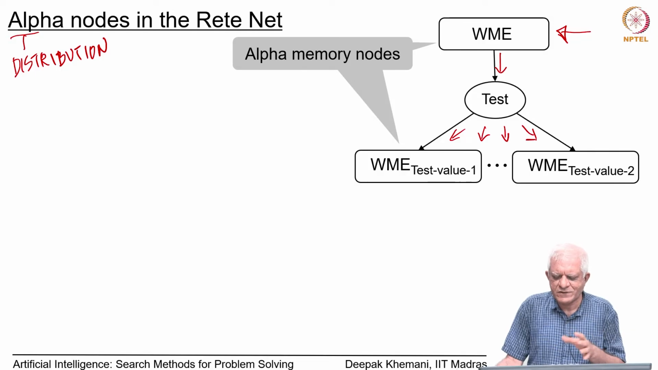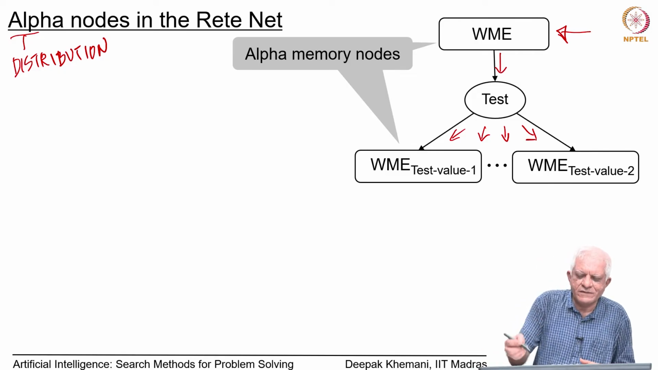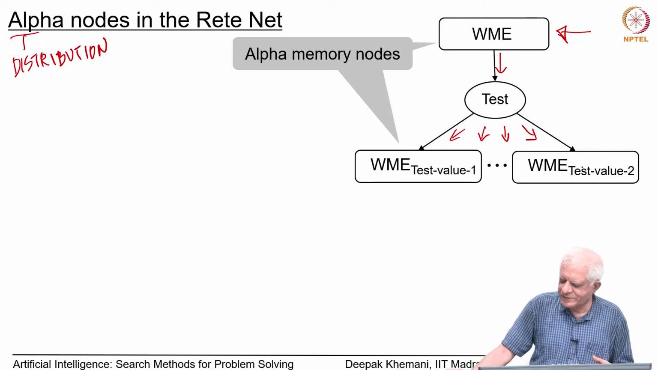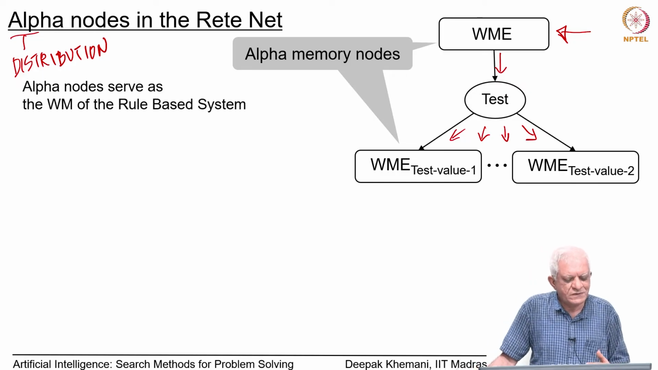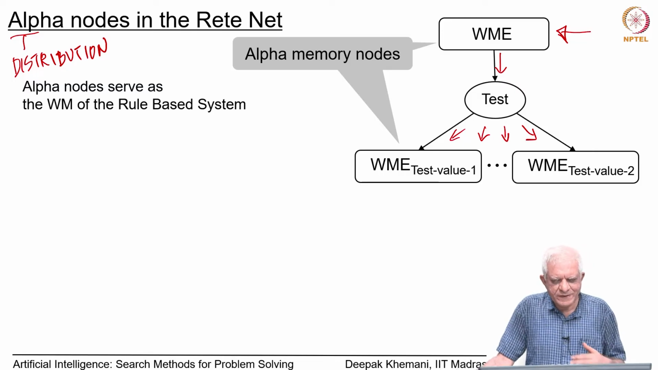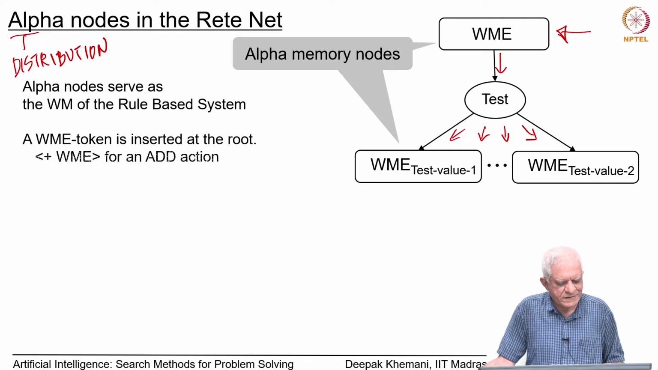So, the alpha network, the top half of the Rete network, is a distribution network, which basically discriminates on the working memory on some attribute and sends it down some path. When you implement this, it essentially means that you take a working memory element, do a test on it and then send it to some location. But very often for the purposes of illustration, we prefer slightly more compact diagrams, and if you look at literature, there are two different kinds of diagrams that you can think of. So as I said, alpha nodes serve as a working memory for the rule based system. Everything is inside the network, the memory as well as the rules.